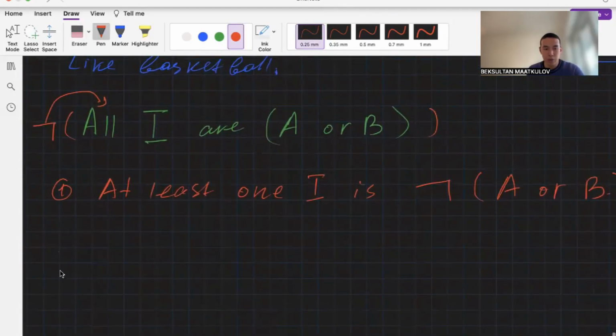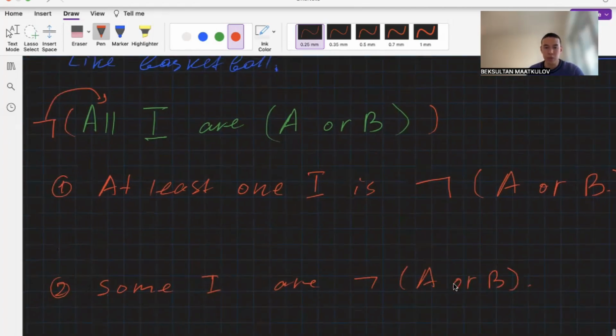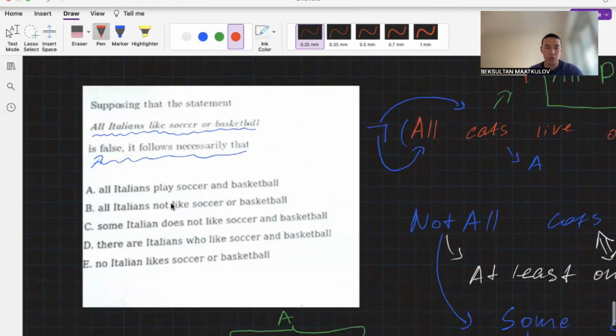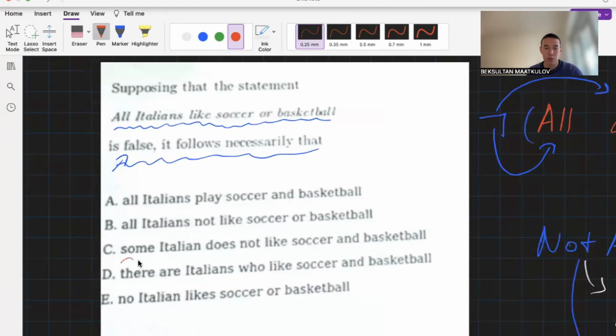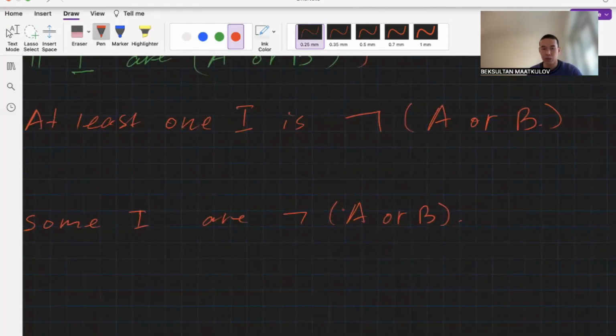The second way, you can write some I are not A or B. Now you need to choose between at least one and some, and you go for the possible answers, and you see the word some, and most probably you'll go for some. If you go for some, you'll have some I are not A or B. Here we apply DeMorgan's law, not A, not B, and not or.